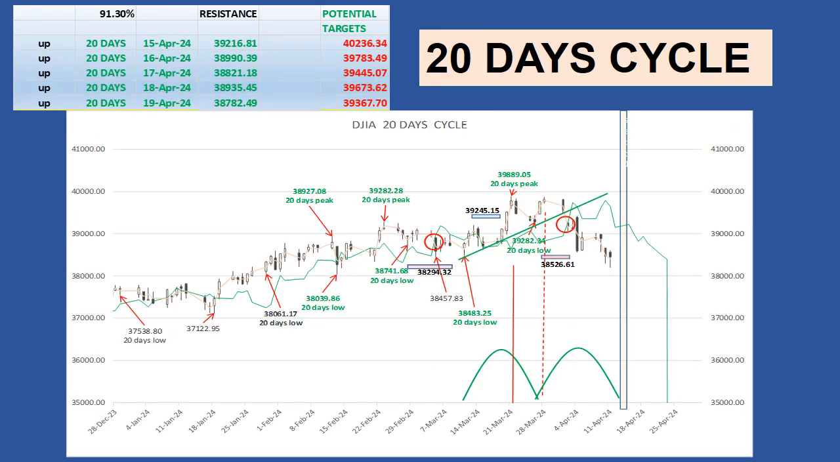The 20-day cycle. The last 20-day cycle low formed on March 26. The next one was expected on May 1st. Like mentioned on the roadmap, in the next few weeks, the Dow Jones Industrial Average should cross above its cycle line, providing an upside target. Then around April 28, the Dow Jones should find support on its cycle line.